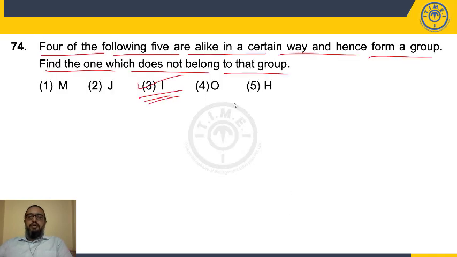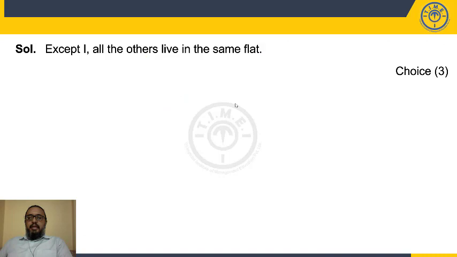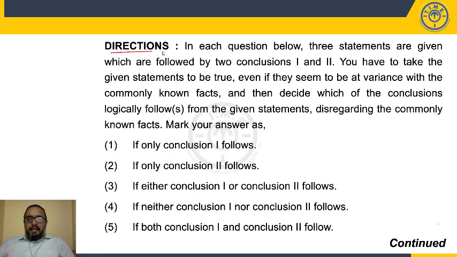Third option is your odd one out. Except for I, remaining all are in flat B. Yeah, choice 3. Okay, so these are the questions you have in this set. Got it? Okay, next. Directions.